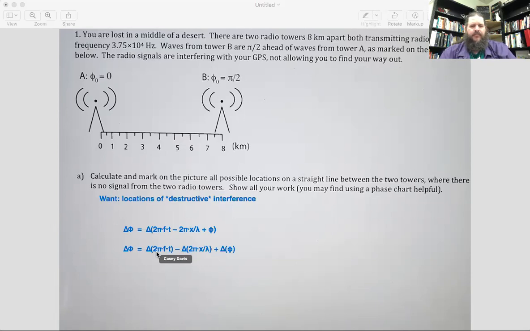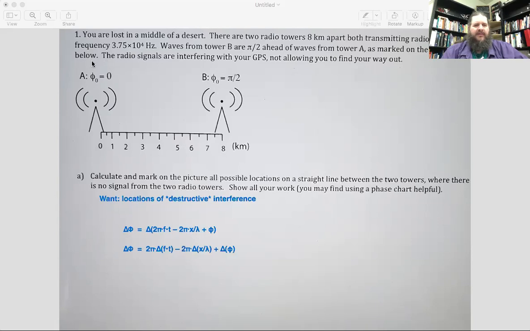You can take it out. Yeah. And 2 pi, of course, is a constant, so we can pull out the 2 pi. So we end up with 2 pi times the difference in frequency times time, minus 2 pi times the difference in, well, x is really the path length, how far the wave has traveled, divided by wavelength, plus any difference in phase constant, which we know here. We know the phase constant, so we can fill in the difference in phase constant.